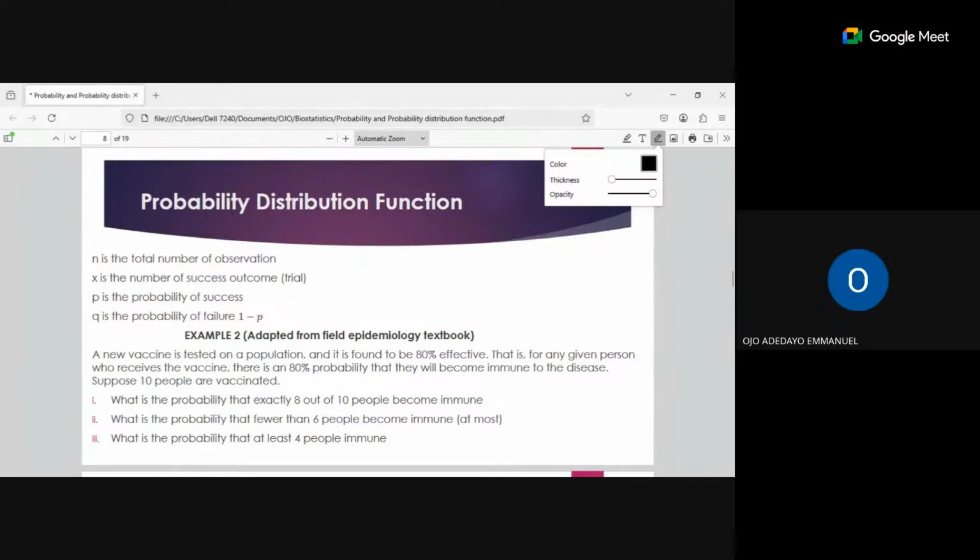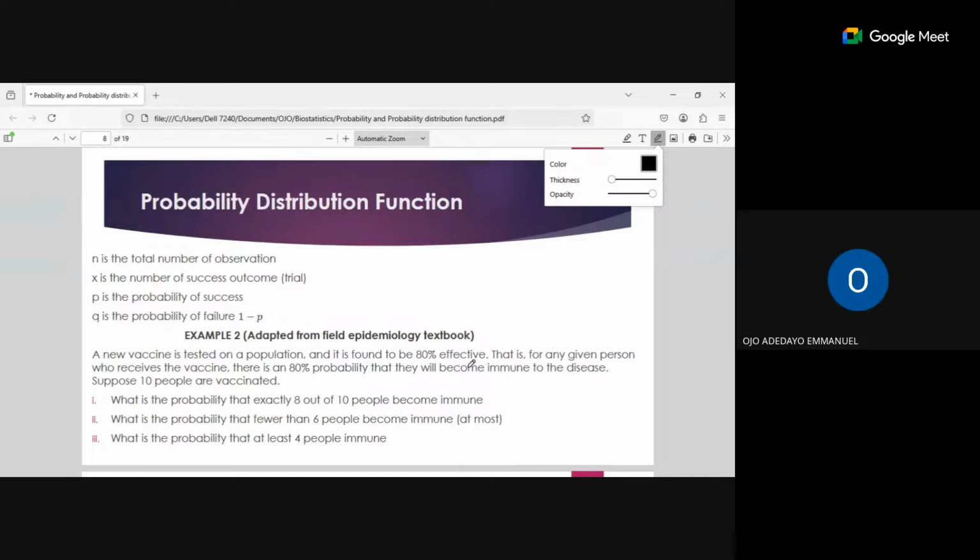Now look at this. A new vaccine is tested on a population and it is found to be 80% effective. Let's say it's a COVID-19 vaccine. They've tested it on the population and they discovered that it is 80% effective. That is, for any given person who received the vaccine, there is an 80% probability that they will become immune to the disease.